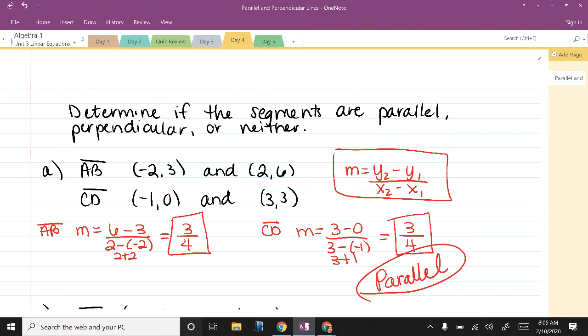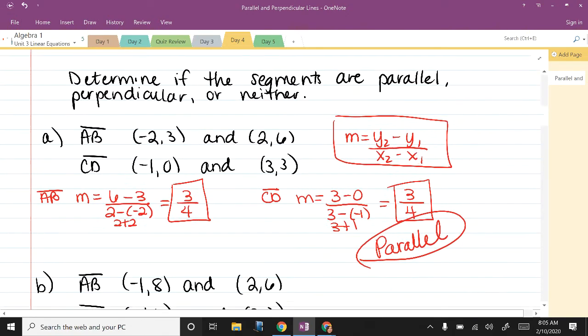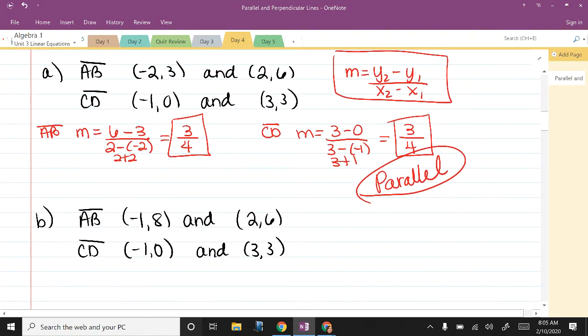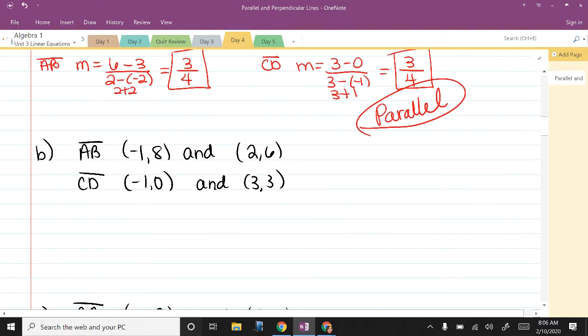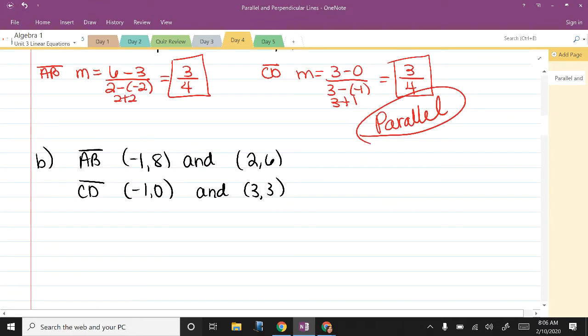Any questions about that one? All right. So if they have the same slope, they're parallel. Here's another set of 2 lines. We want to tell if they're parallel, perpendicular, or neither one. So what do we have to do? We have to find their slope.